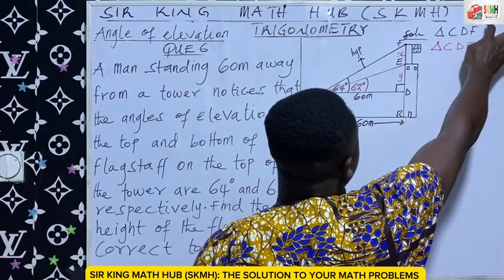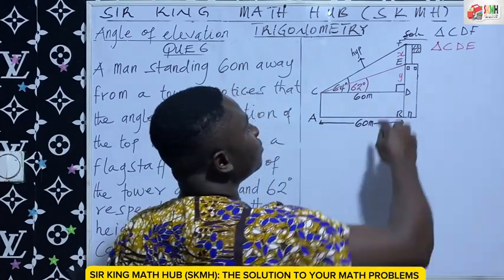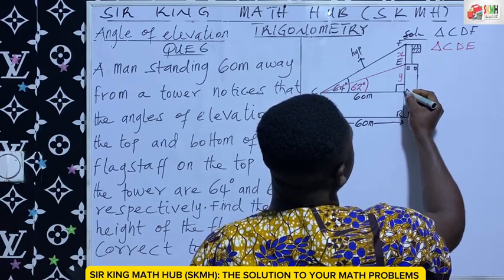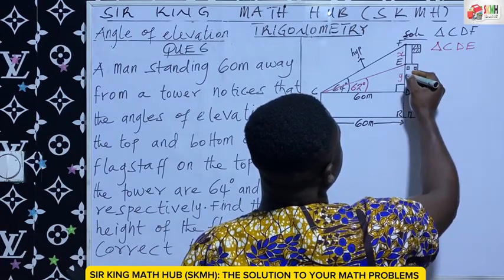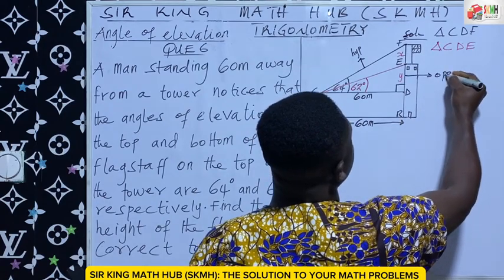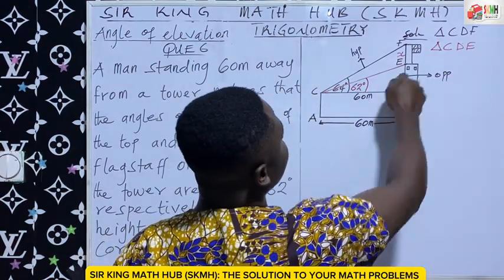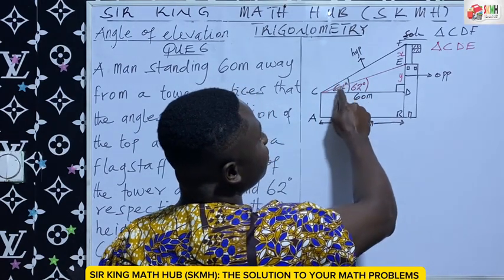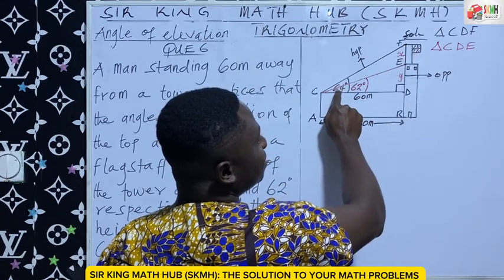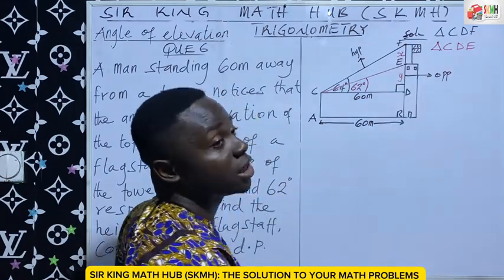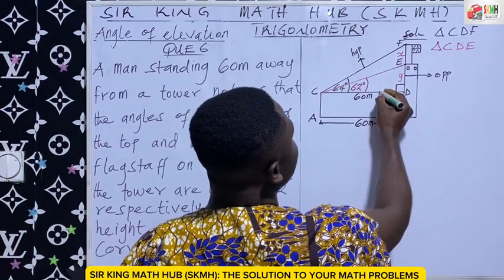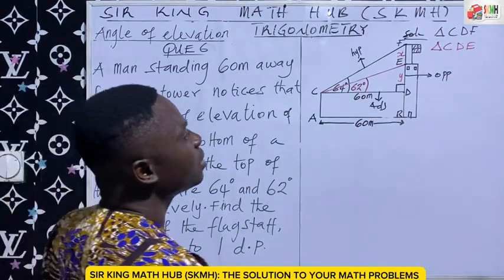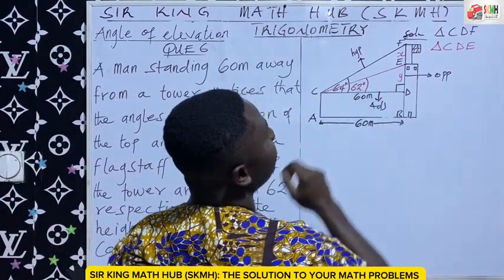Now, considering the same right angle triangle, the bigger one, which side is this length, FD? That is the height from D to F. So this side here becomes the opposite, simply because it's a side facing the acute angle here. We know that the angle of elevation from the top measures 64 degrees. So that makes this side the opposite. And then obviously the remaining side becomes the adjacent.